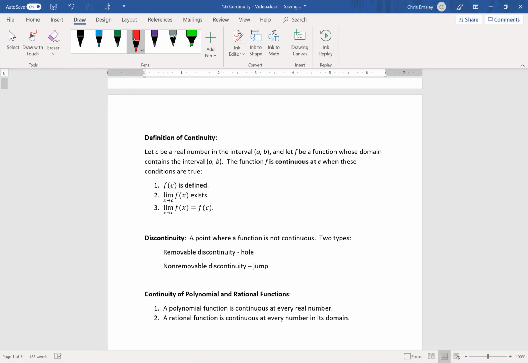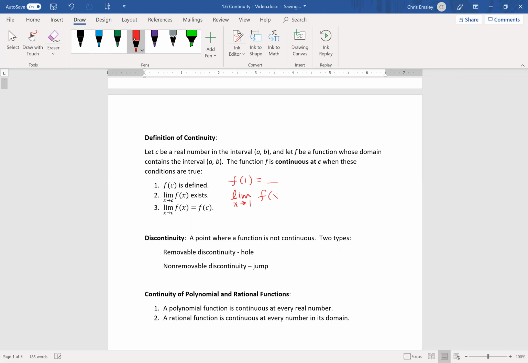Okay, so C is going to be some number, like maybe 1. Our function is continuous at that x value if f of C is defined. So like I said, if we were using 1 for C, that means if we plugged the number 1 into our function, we would get an answer. It wouldn't be undefined there. That's the first condition.